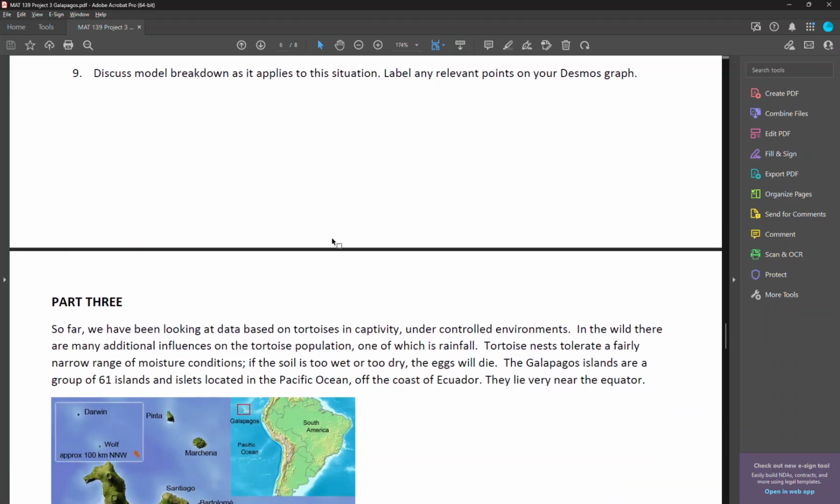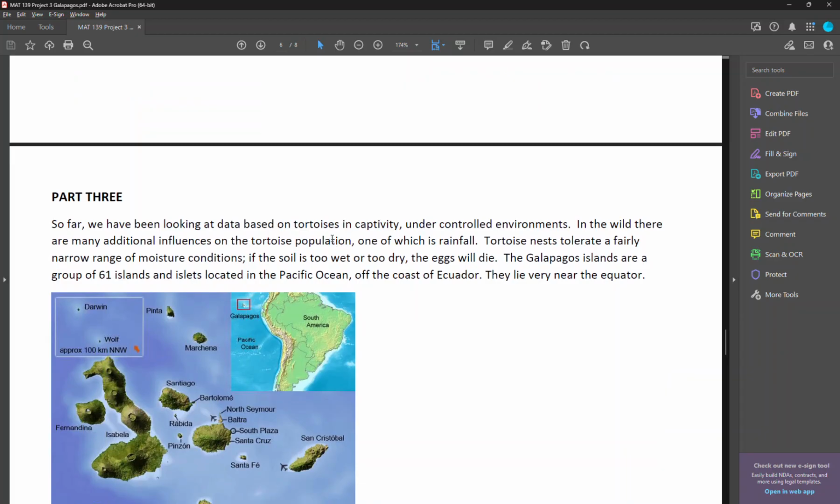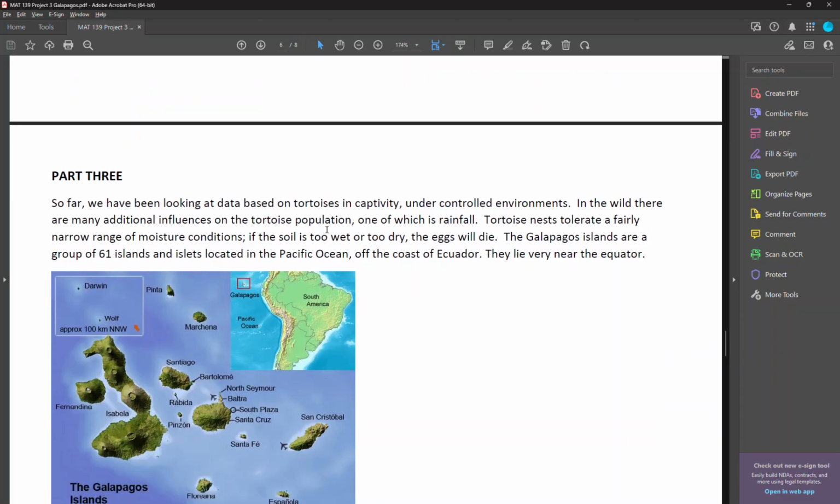Part 3 is something that will deal with, I believe, chapter 5. I need to look at this a little further to make sure. But this one is going to look at some other data that's going to involve the rainfall and other climate factors. Since the parts 1 and 2 data was for tortoises under captivity, we're going to further explore what happens when there is a wild element, the rainfall element or other elements affecting the tortoise.